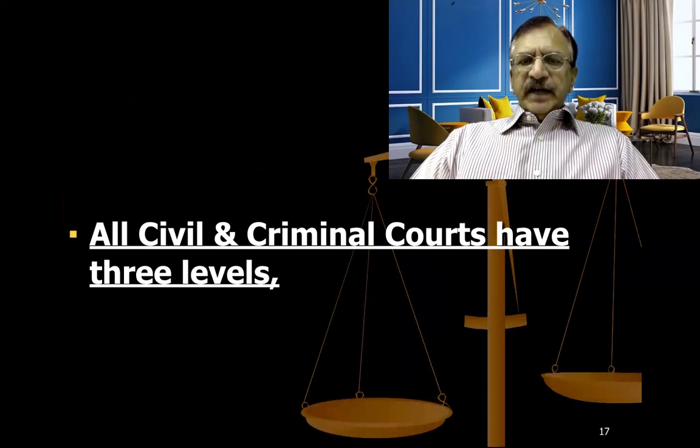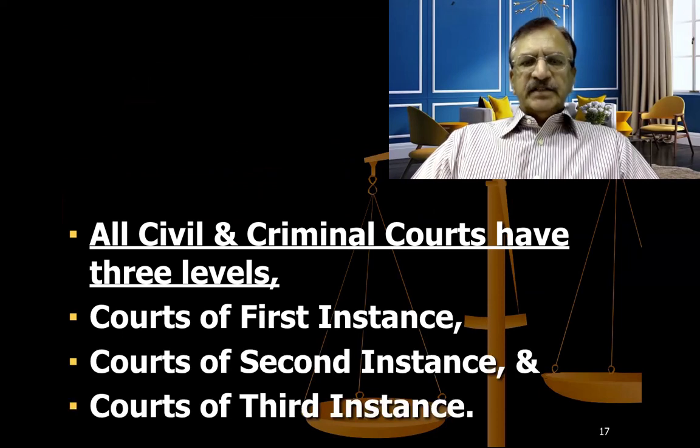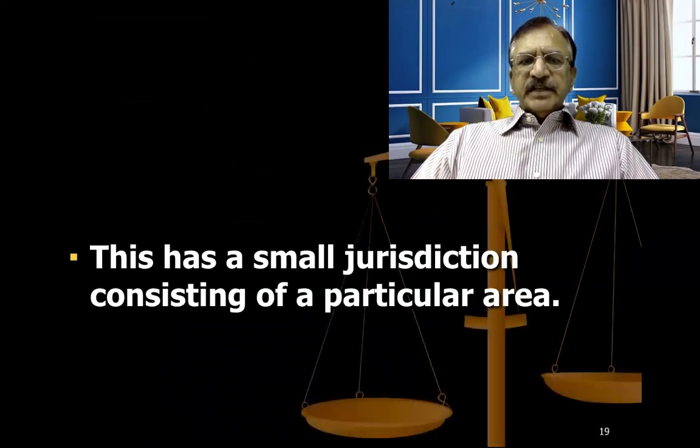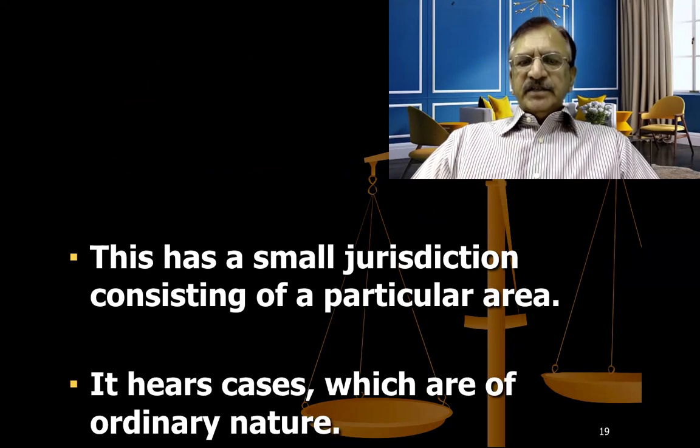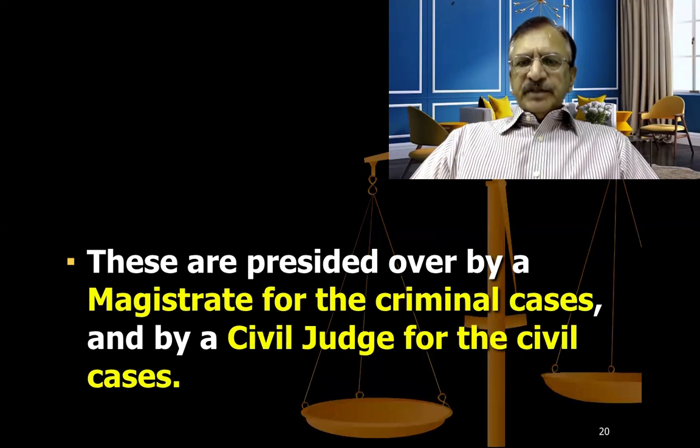All the civil and criminal courts have three levels in our country: the courts of the first instance, courts of the second instance, and courts of the third instance. The courts of the first instance have small jurisdiction consisting of a particular area, and they hear cases which are of ordinary nature. These are presided over by a magistrate for criminal cases and a civil judge for civil cases.